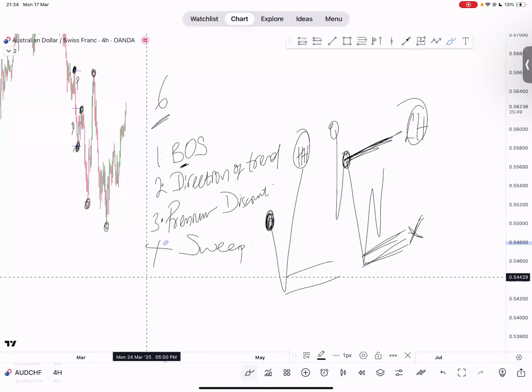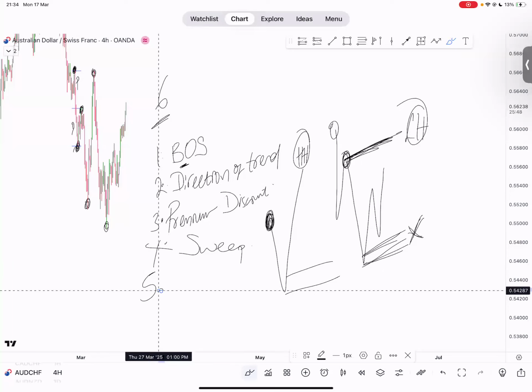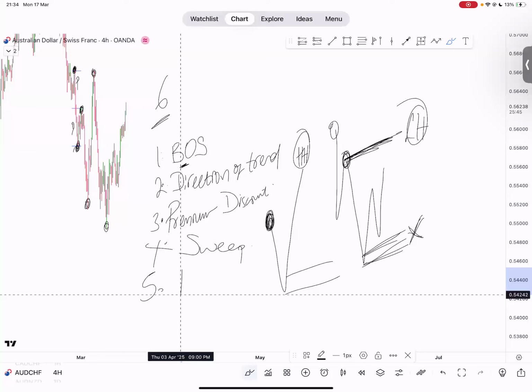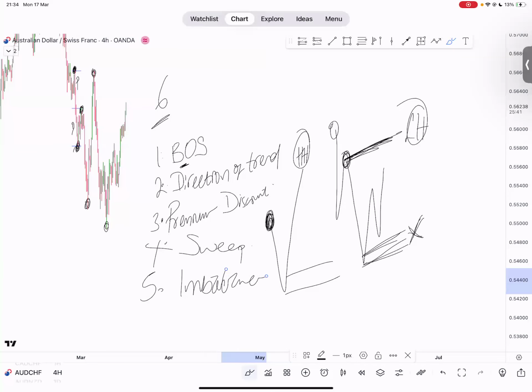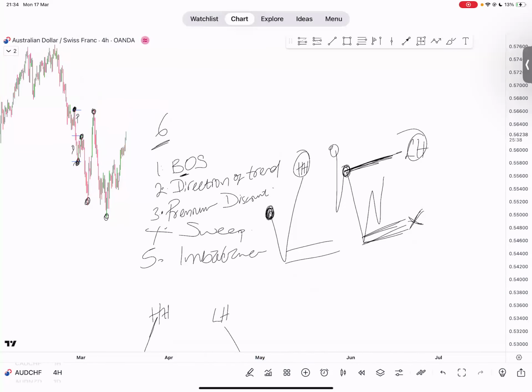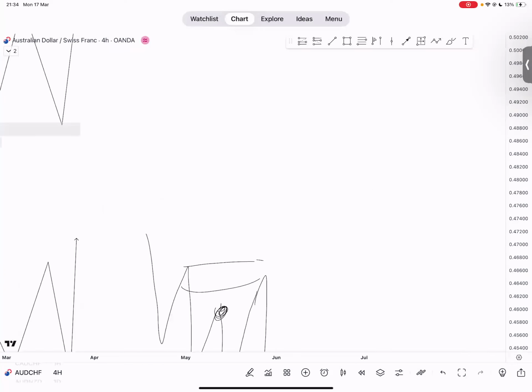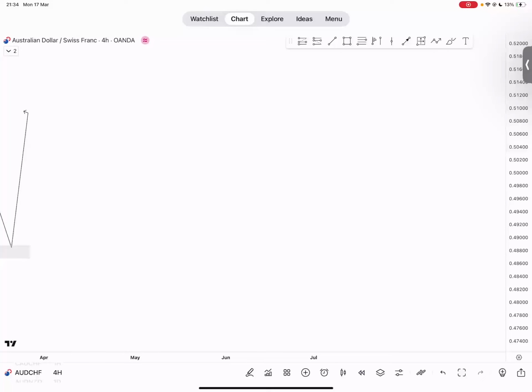Now the fifth one is the imbalance, right? I told you guys the last time that we met that in the market, buyers and sellers have equal opportunities.